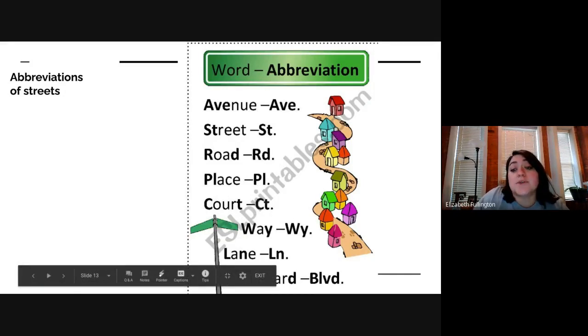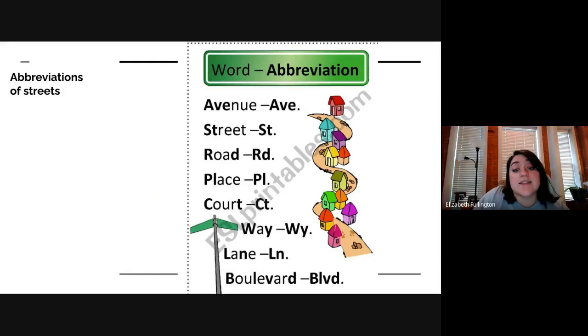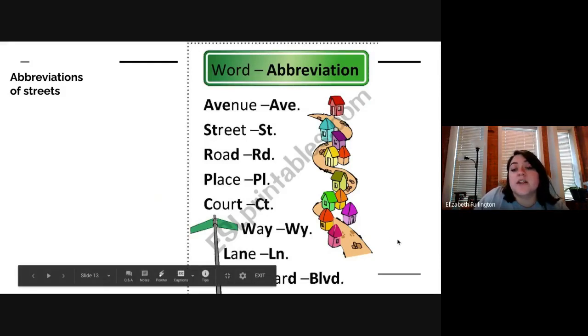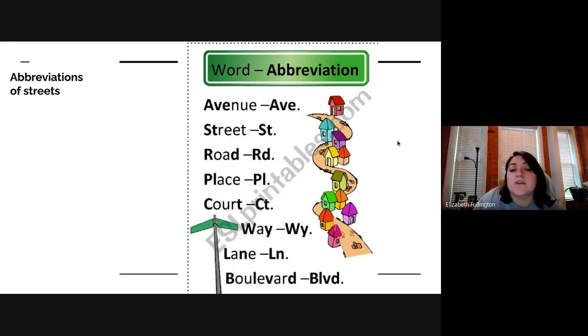Way is WY. Lane is LN. And boulevard's a hard one to write, so they do BLVD period. And those are abbreviations for streets. And we want you to know this because it's on the test at the very end. It's that writing portion where it has the numbers.